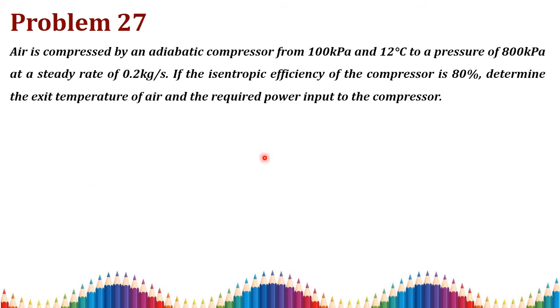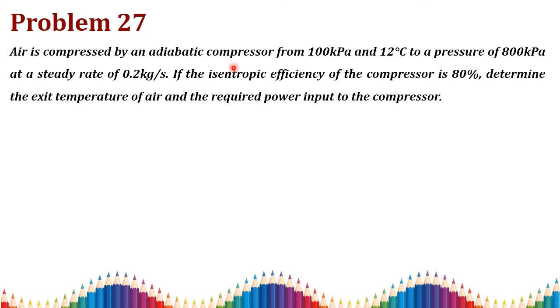Problem 27. Air is compressed by an adiabatic compressor from 100 kilopascal and 12 degrees Celsius to a pressure of 800 kilopascal. So in the problem itself, it is a compressor problem. They said that the air is compressed by an adiabatic compressor. Okay, so it is an adiabatic compressor.